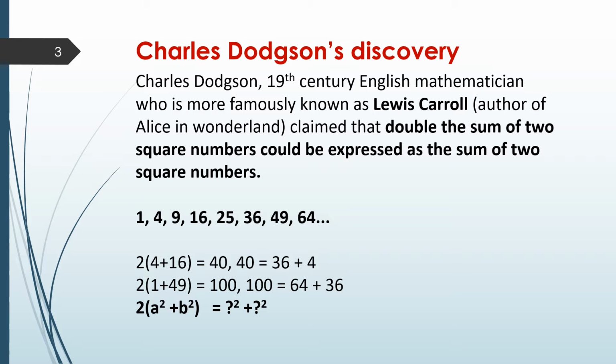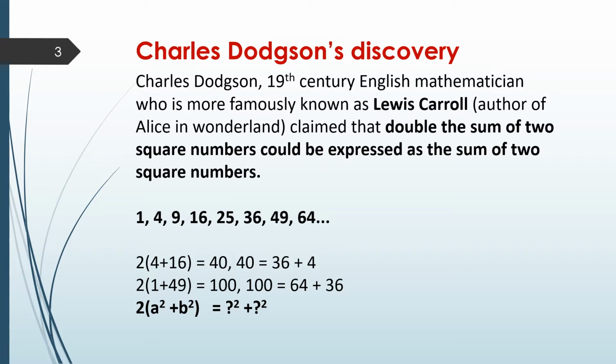We can give even younger students investigations. We can ask students to investigate mathematicians' simple discoveries. For example, Charles Dodgson, the 19th century English mathematician who is famously known as Lewis Carroll, the author of Alice in Wonderland, claimed that double the sum of two square numbers can be expressed as the sum of two square numbers.